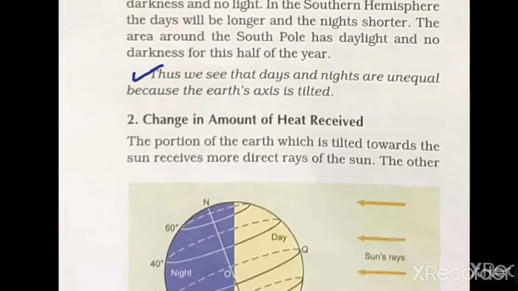Thus we see that days and nights are unequal because the Earth's axis is tilted. Because the Earth's axis is not straight, the hours of day and night are not equal during the whole year and in every region. Places in northern hemisphere have longer nights and shorter days. Places near the North Pole have darkness and they don't have light. In southern hemisphere the days will be longer and the nights will be shorter. So other consequences and effects of rotation and revolution we will see in the next lecture.